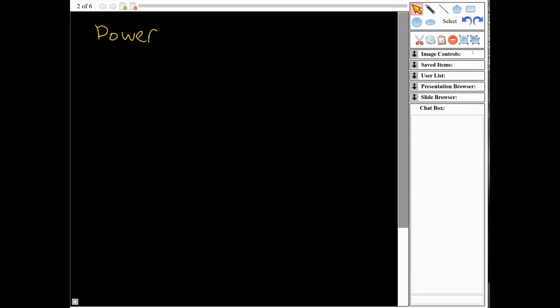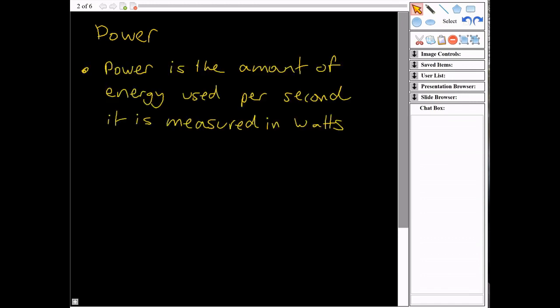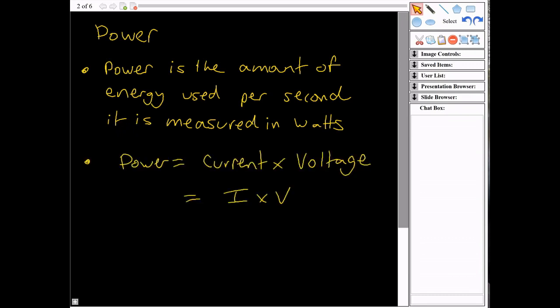So I'm going to start by talking about electrical power. Power, of any kind, is the amount of energy used per second. It's measured in watts. And in the case of electrical power, power is equal to current multiplied by voltage. So it's a combination of the current and the voltage together.